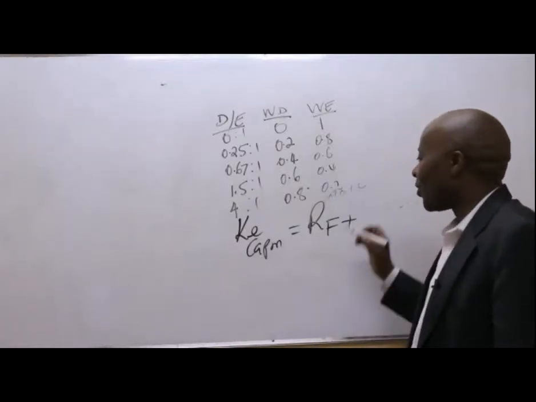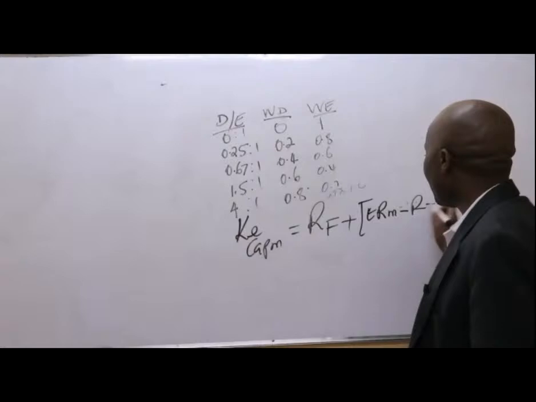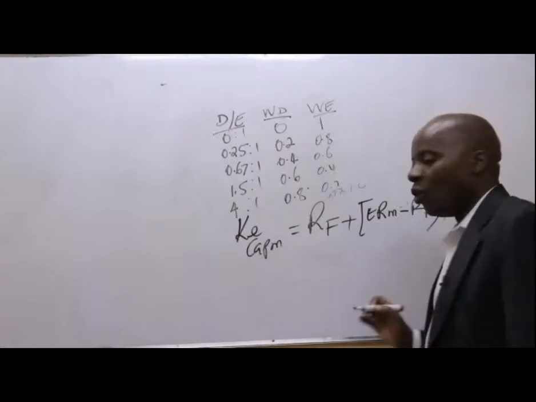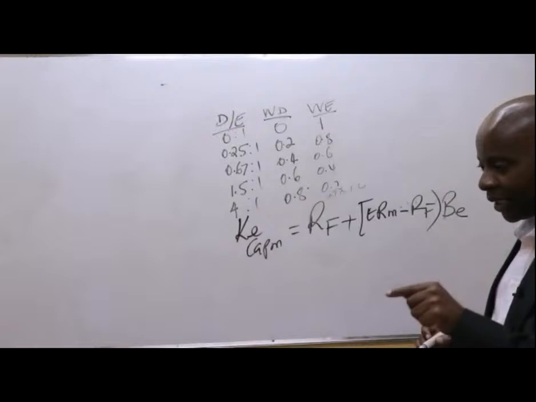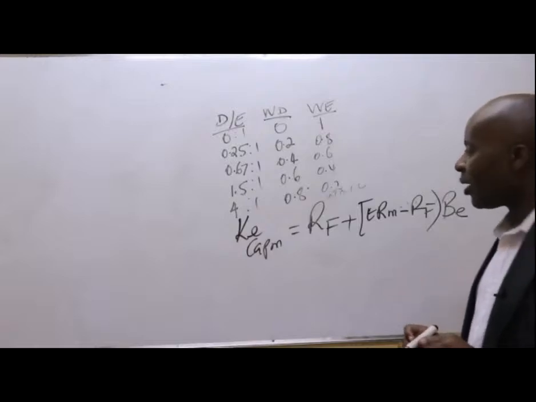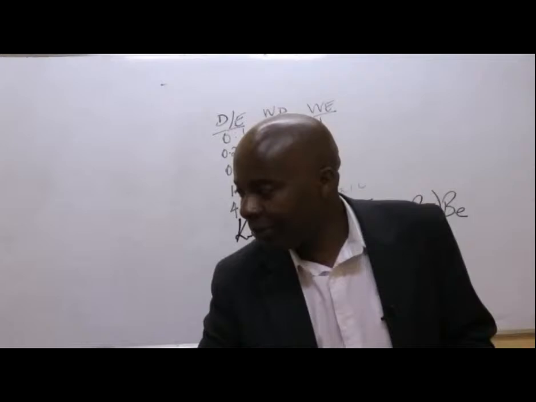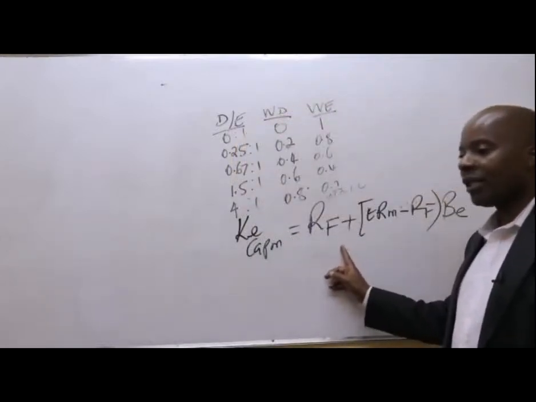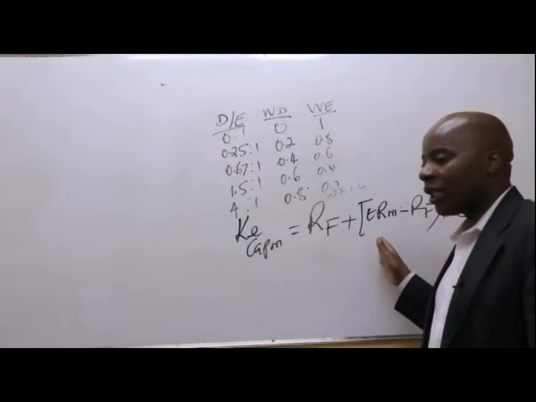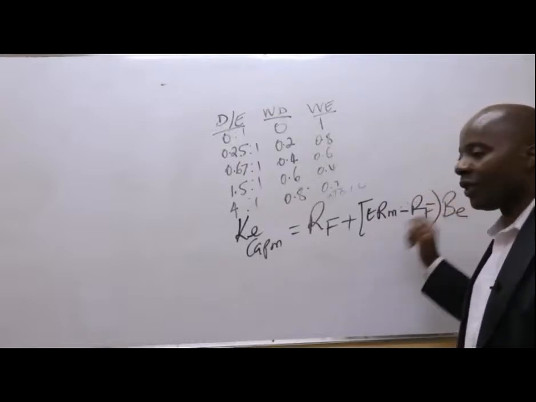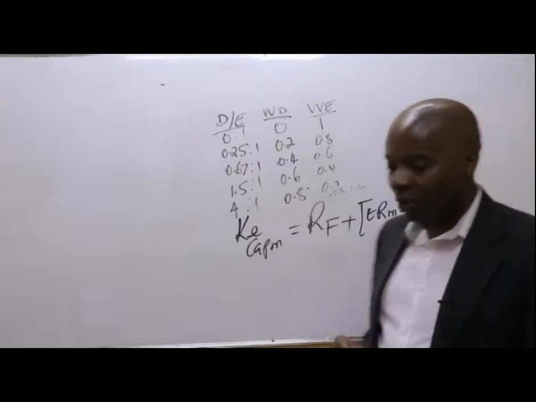So we have risk-free plus, into brackets, expected return of the market minus risk-free rate of return, multiplied by beta of equity. Eric, I'm almost able to reach an answer to your question, just be a little bit patient. Cost of equity under CAPM: ladies and gentlemen, the formula is here. Risk-free, plus into brackets, expected returns of the market minus risk-free rate of return, multiplied by beta equity.